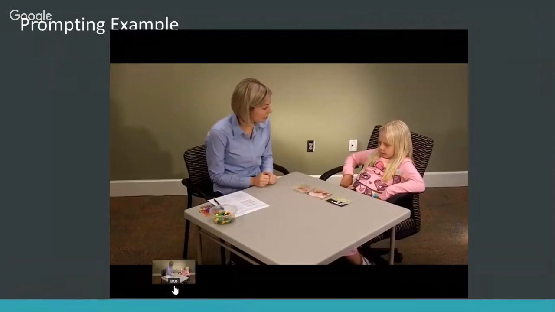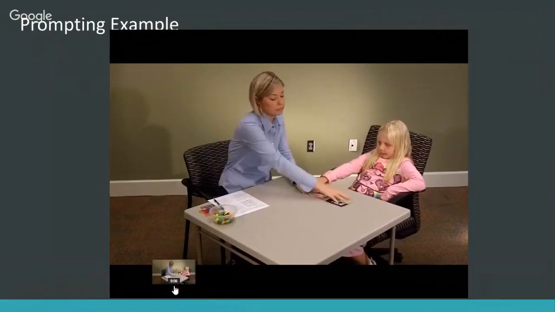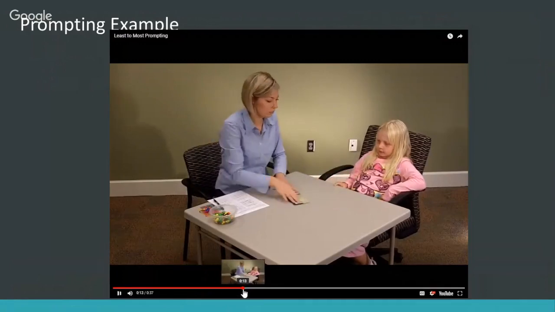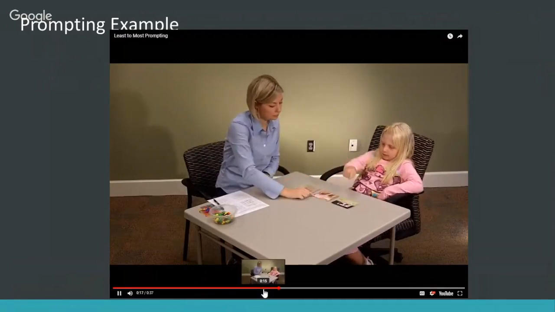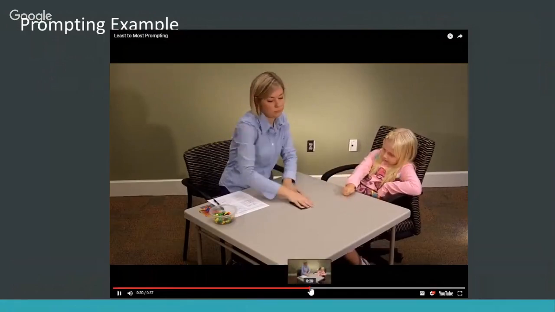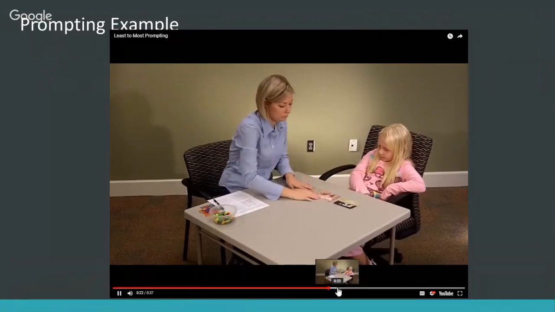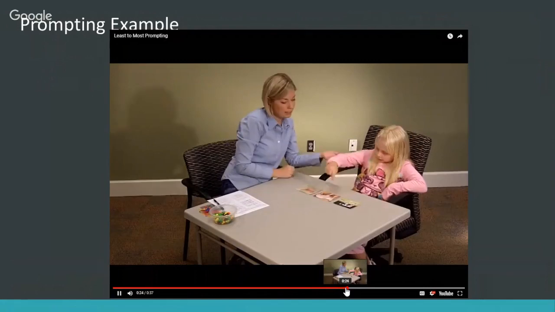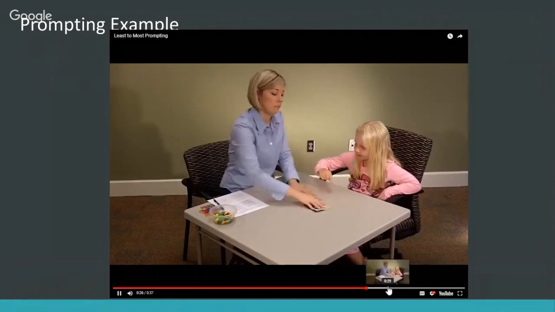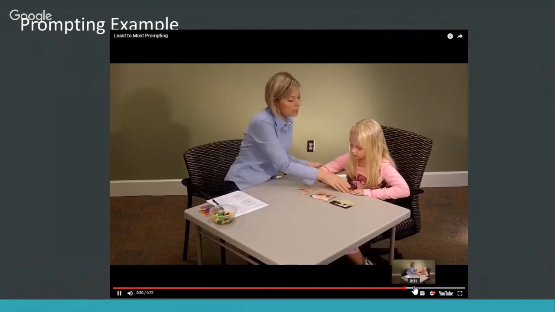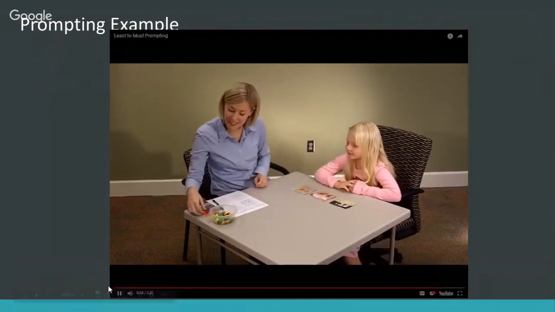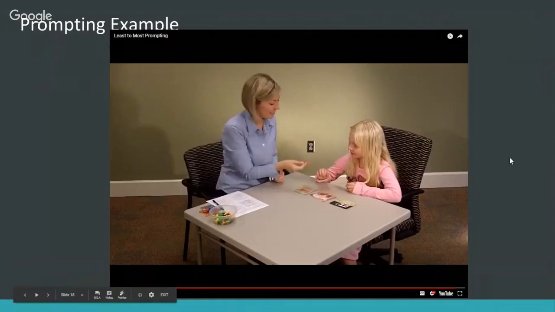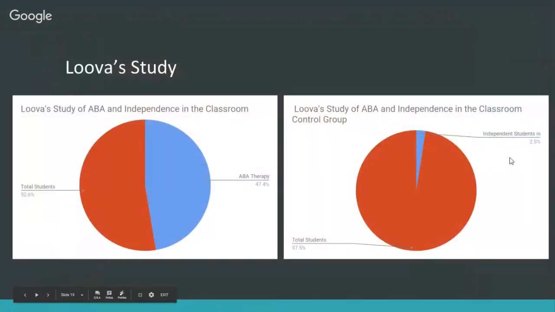Point to the pig. Here she's doing an independent. The child did not get it right, so she's going to do another trial with a gesture prompt. She'll gesture to it. Child did not get it right. So now she's going to do a partial physical where she'll partially guide the hand. The child did not get it. So she's going to do a full physical and guide the child to the correct answer. And she provided reinforcement, the consequence. The prompting can be done from least to most or most to least depending on the learner.